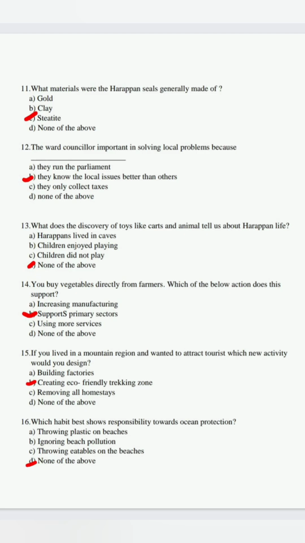C. Children did not play. D. None of the above. And the correct option is option D. None of the above.